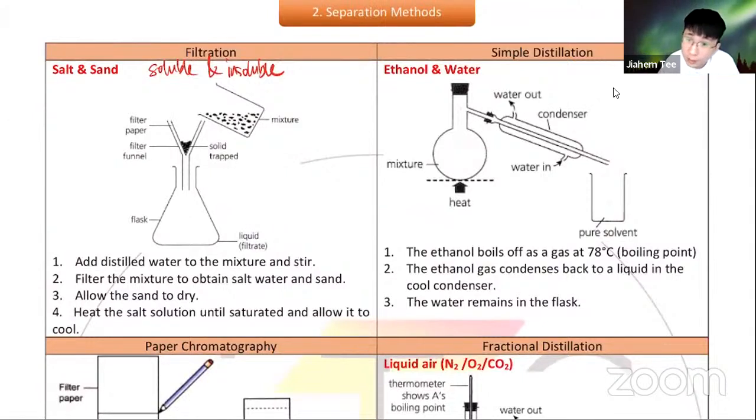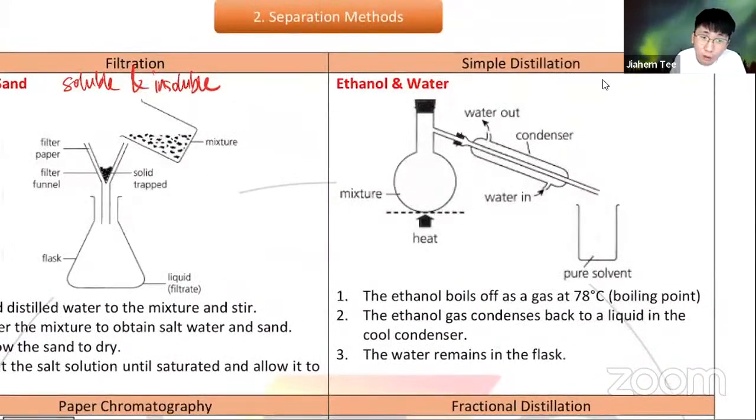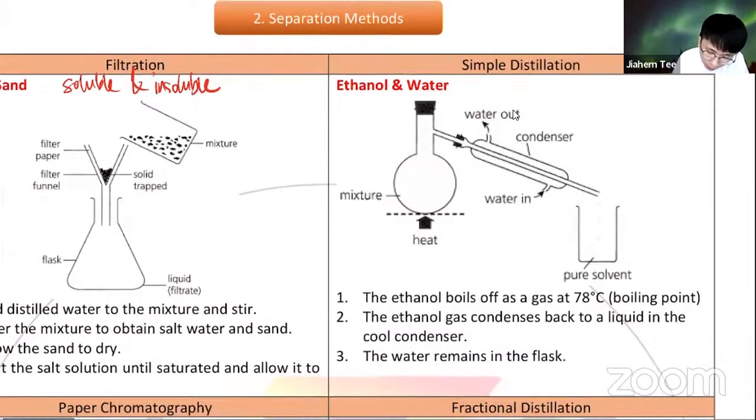Then moving on, we have simple distillation. Distillation is very simple. For simple distillation, our example here is using ethanol and water. So what does simple distillation actually do? It is to separate two liquids with different boiling points.